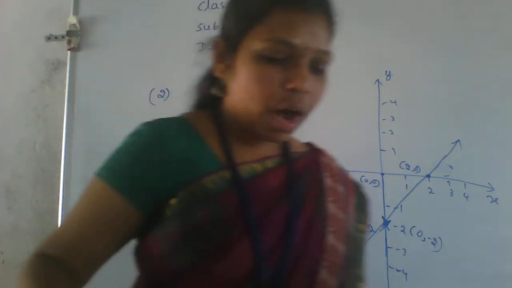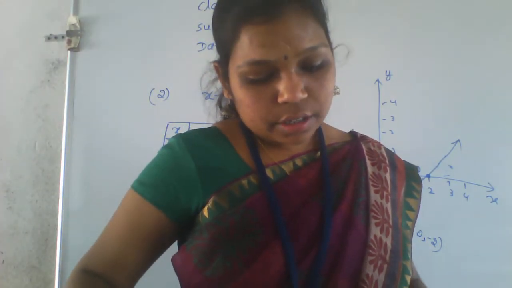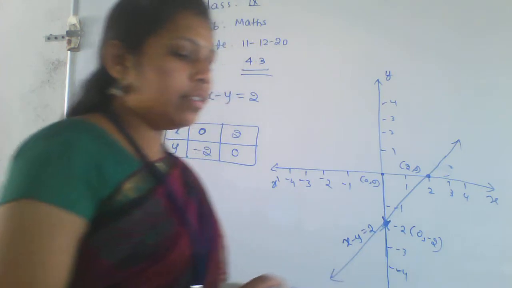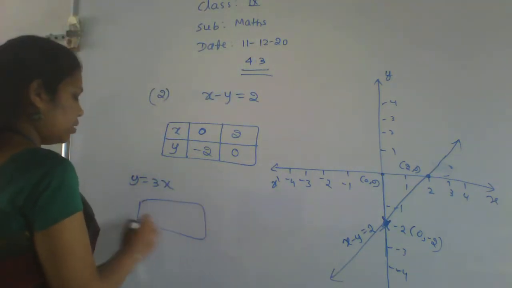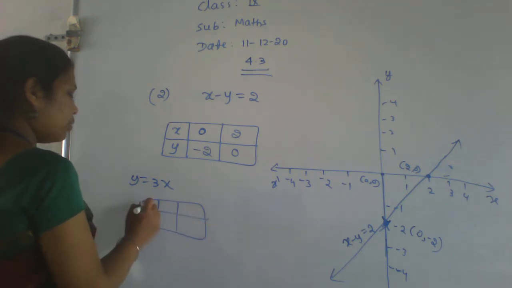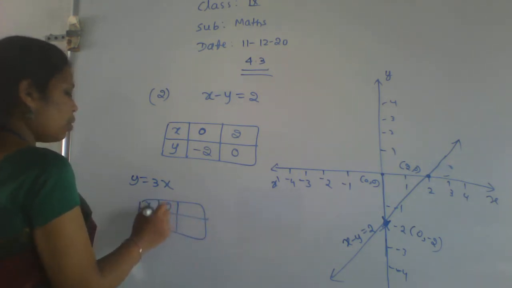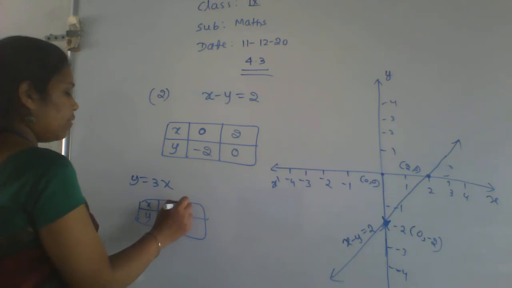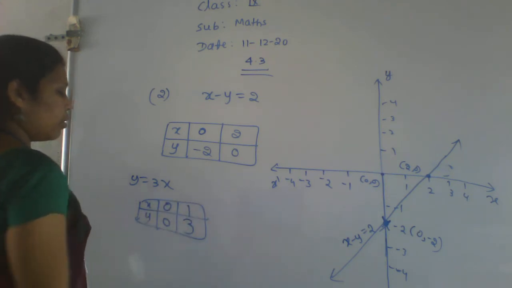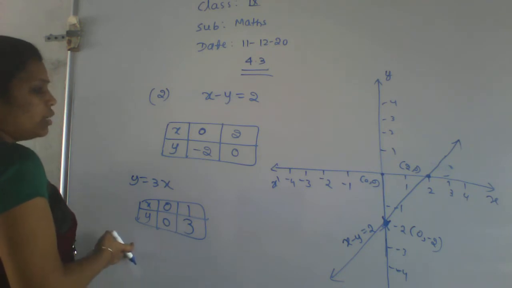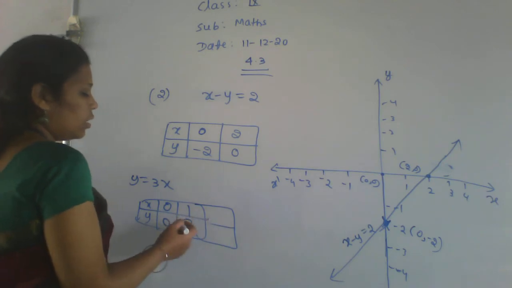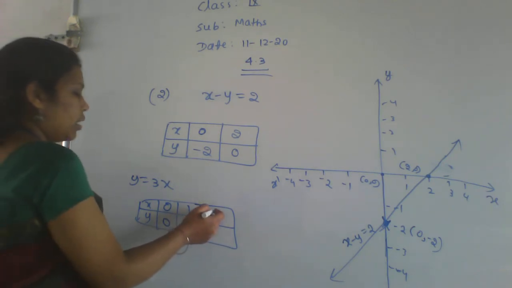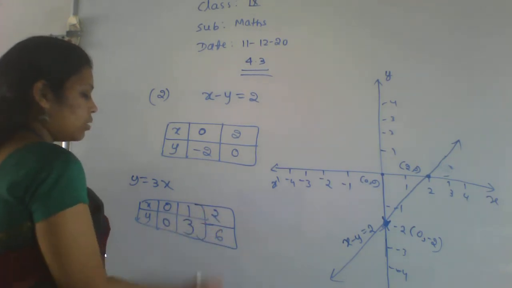So another one is there. Do it yourself. That is y is equal to 3x. I'll just find the points. After that, do the graph yourself. If x is 0, y is also 0. If x is 1, y is 3. So you have 2 points. Otherwise, take another one also. If you want, you can take x as 2, then y will become 6.